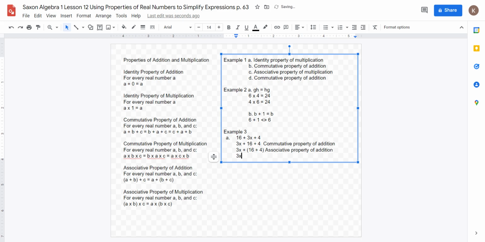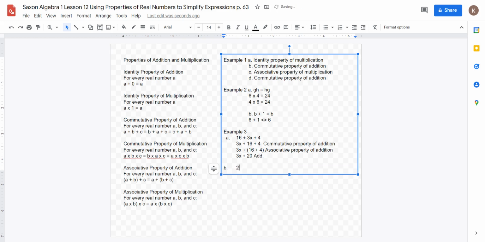And then lastly, I'm just going to go 3x plus 20. And then I'm just going to note over here that I added the numbers together. So I'm just going to say add. There we go. So that's what you're going to be required to state for this. Let's do one more, and make sure you're paying attention because I'm going to expect to see all of these exact steps as you simplify ones like this.